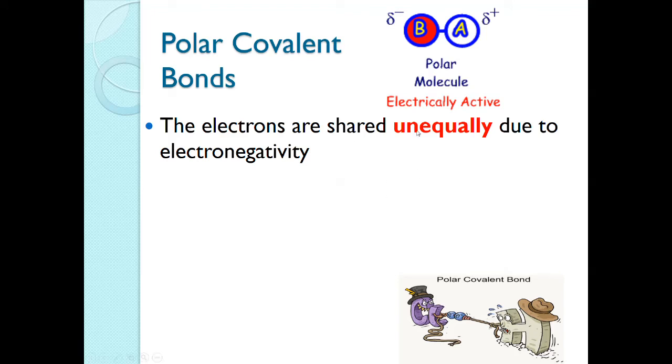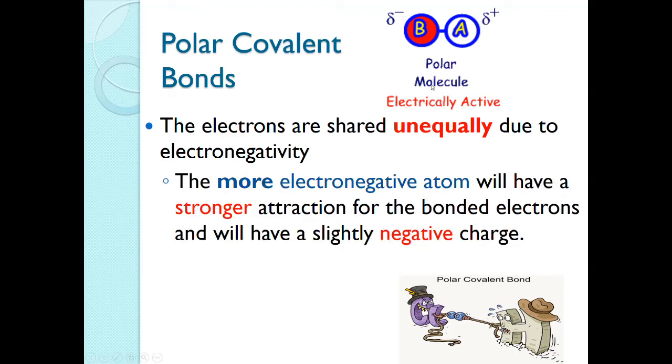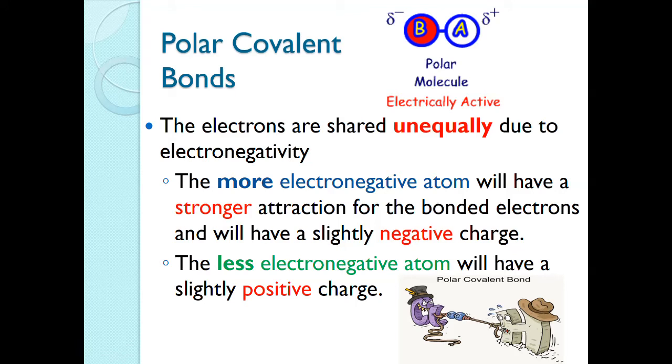So polar covalent bonds, the electrons are shared unequally due to electronegativity. The more electronegative atom will have a stronger attraction for the bonded electrons and will have a slightly negative charge. And the less electronegative atom will have a slightly positive charge. In the case of chlorine and hydrogen again, remember that chlorine is the more electronegative atom and hydrogen is the weaker one.